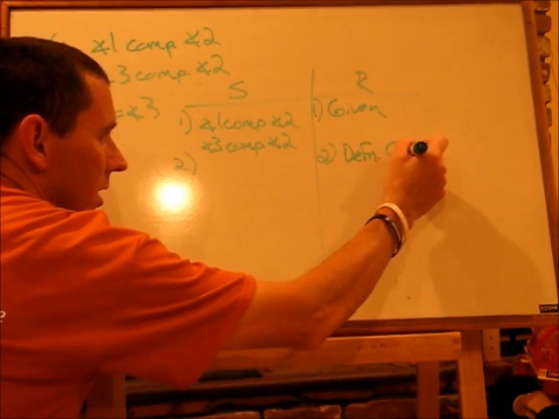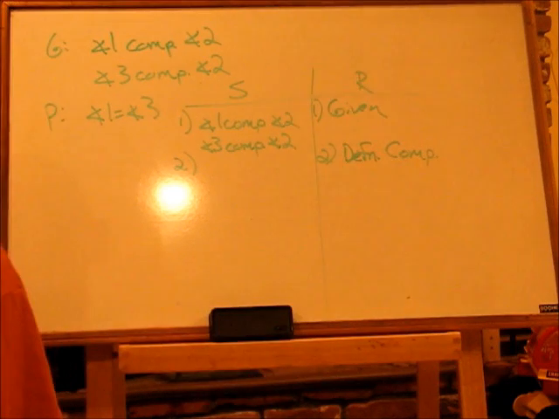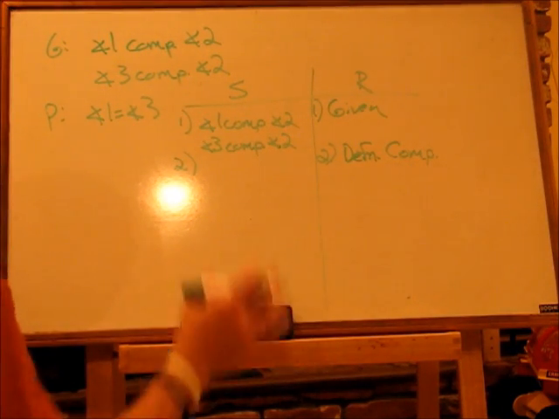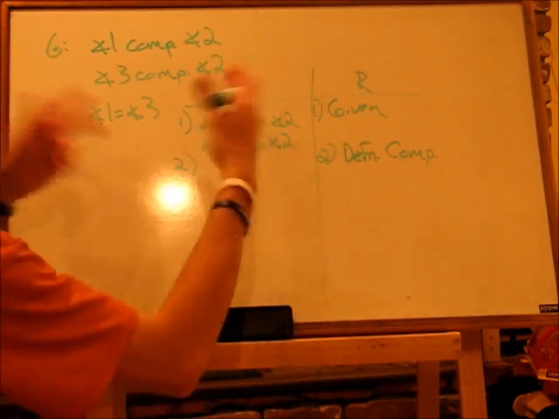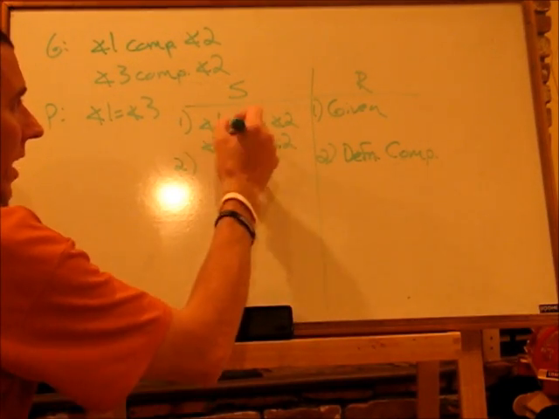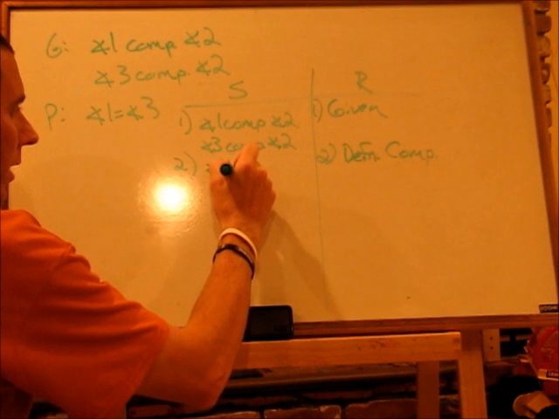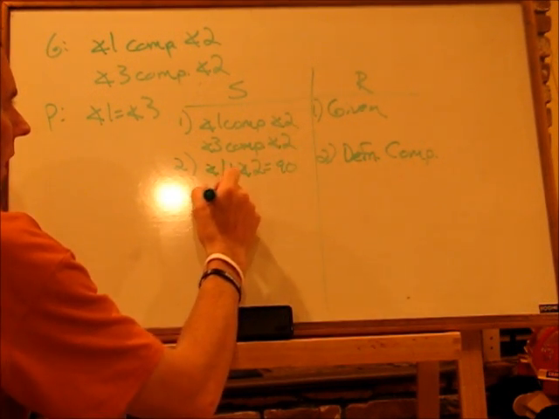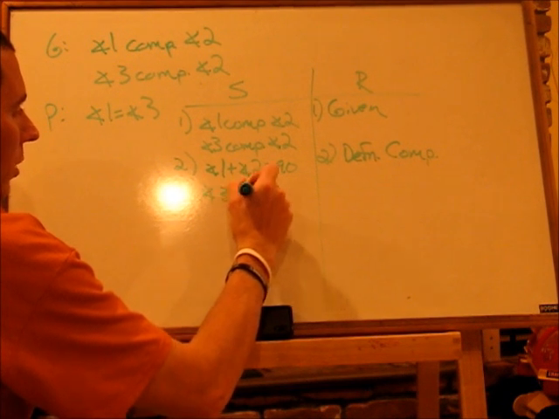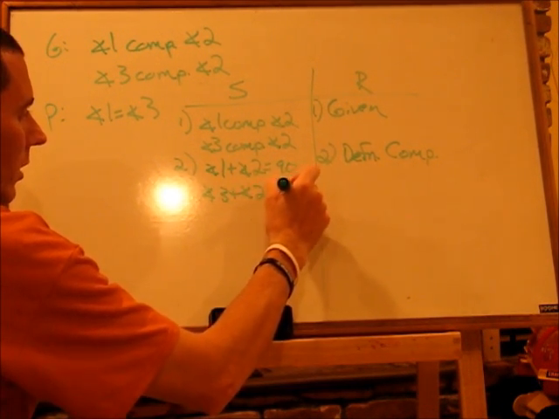So definition, complementary angles. What does it mean when two angles are complementary? Again, two angles are complementary if their sum is 90, if the two angles add up to 90 degrees. So if they're complementary, I get this equation. Angle 1 plus angle 2 equals 90. Angle 3 plus angle 2 equals 90.